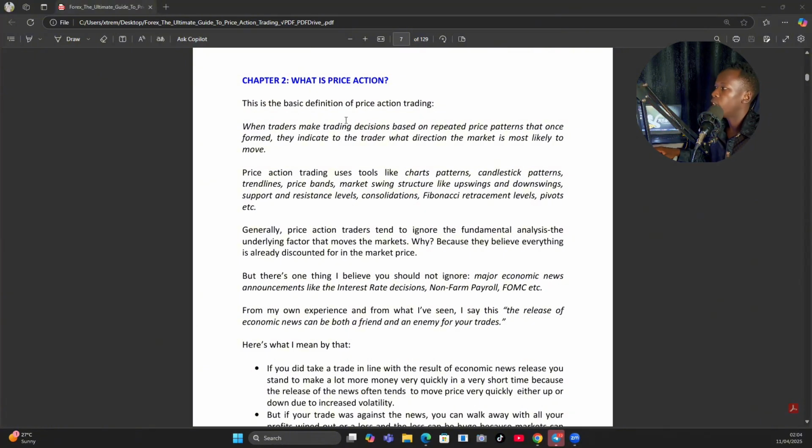So in price action mostly we follow chart patterns, and of course we follow what the market has ever done in the past. This is why they say when traders make trading decisions based on repeated price patterns, that's why it's called price action. Price action traders use tools like chart patterns, candlestick patterns, trend lines, price bands, market swing structures like uptrend swing and downtrend, support and resistance levels, consolidation, Fibonacci retracement levels, and pivot.